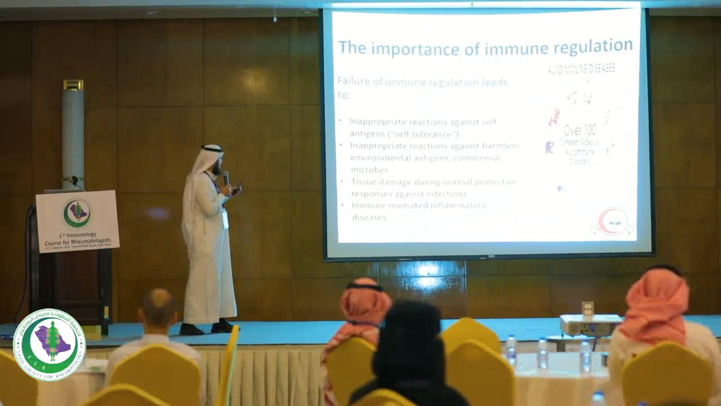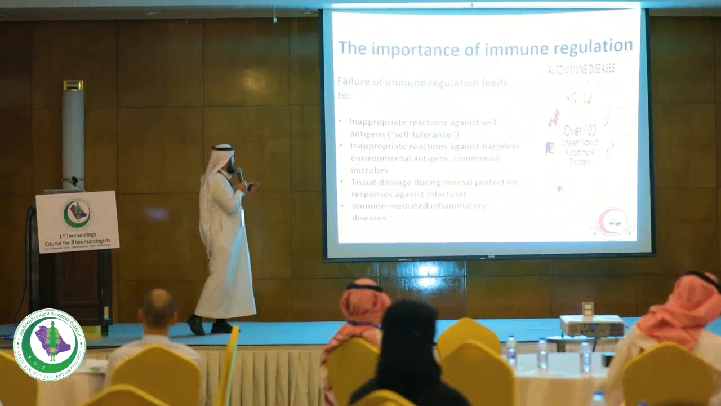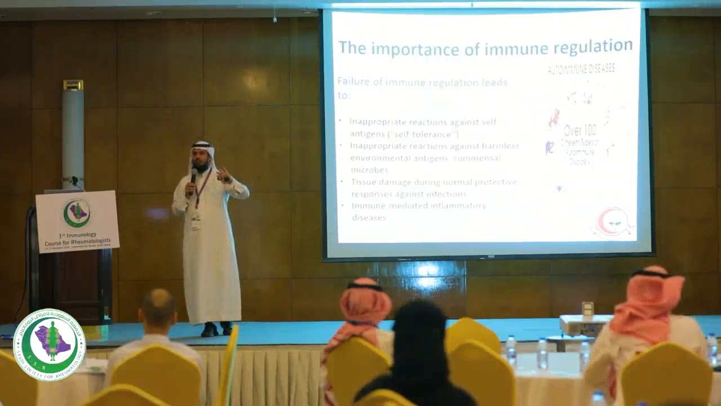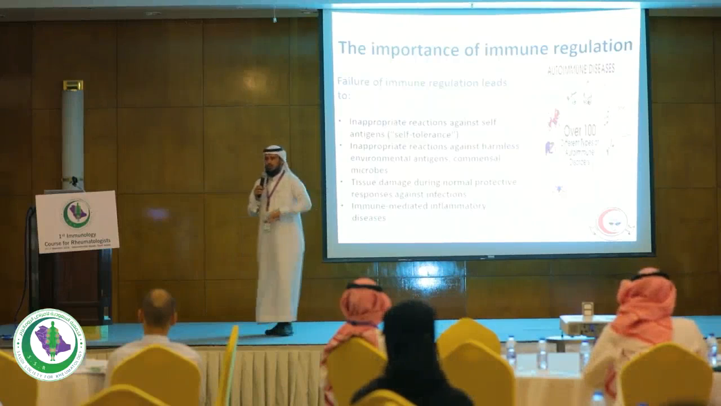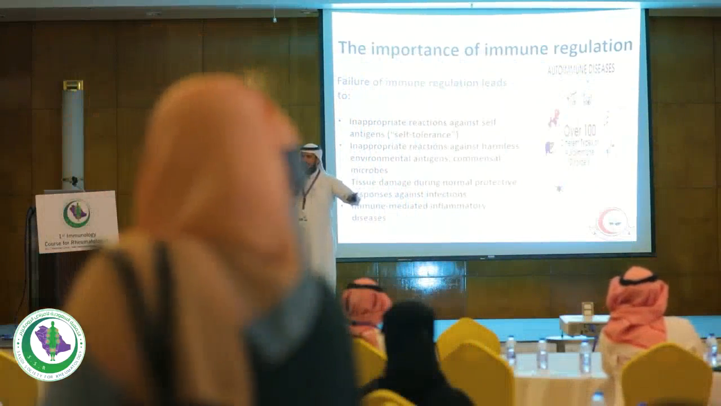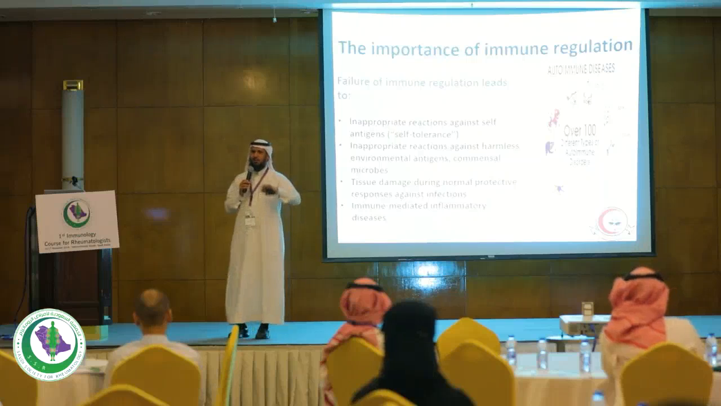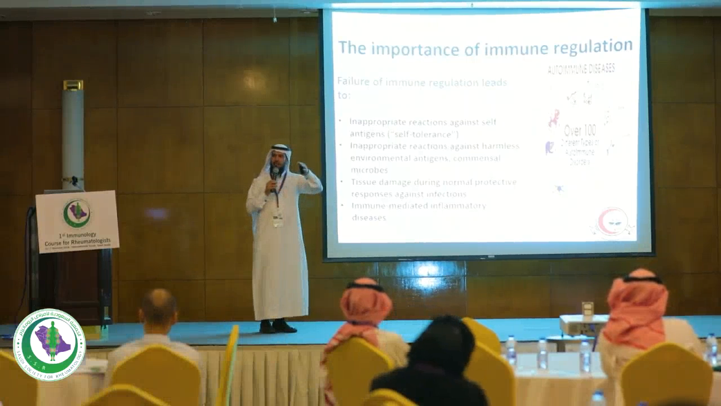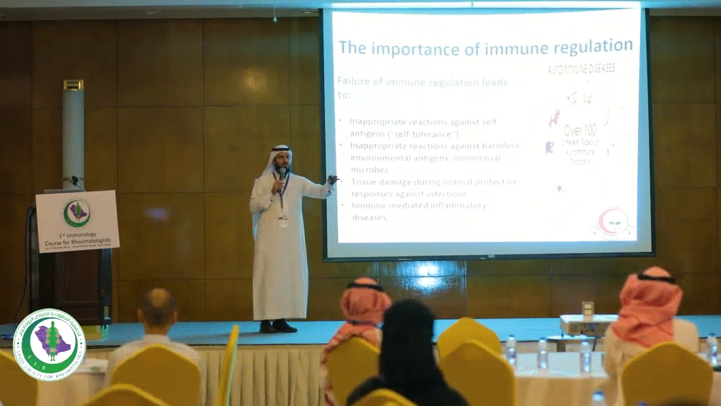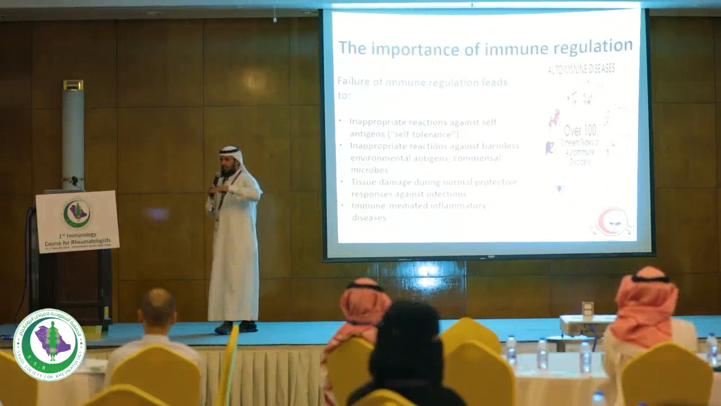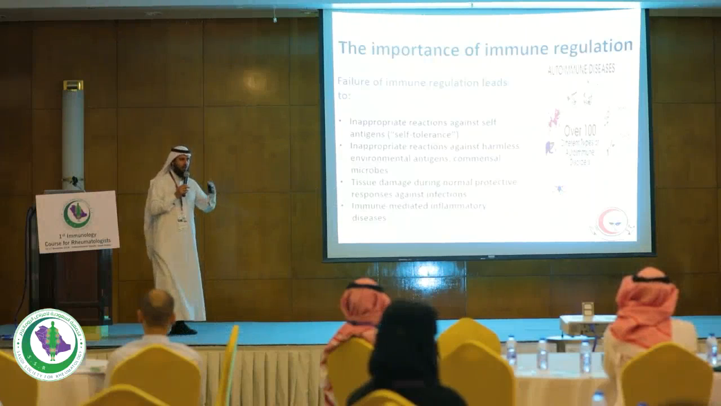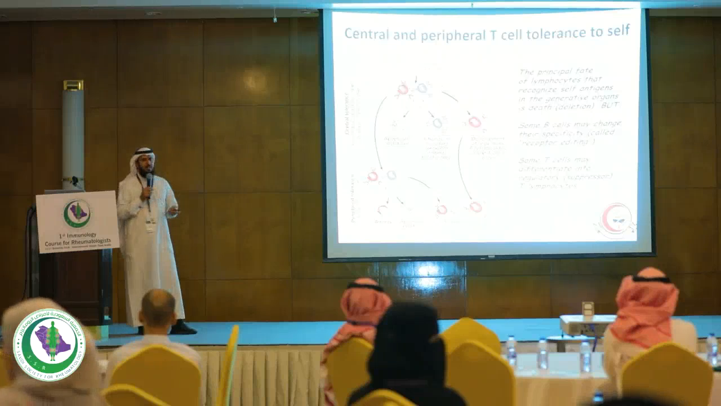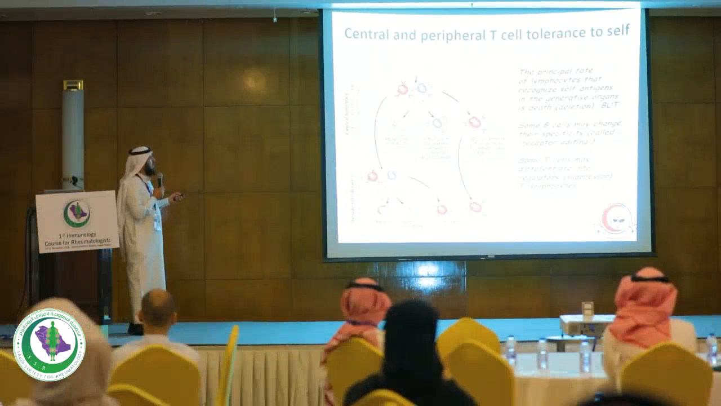And then tissue damage during normal protective response against infections. You know, the inflammation is good to destroy the infections, so we destroy others. We produce IL-1, IL-6, so the patient will have fevers, and also produce TNF, which will cause destruction to some of your organs. Then the immune system should, after that, activation of the immune system will lead to a lot of damage. So we need to have tolerance for these activations. So this is now what we are talking about, the central and peripheral tolerance.